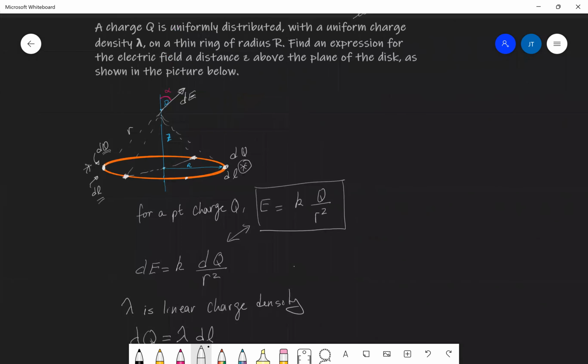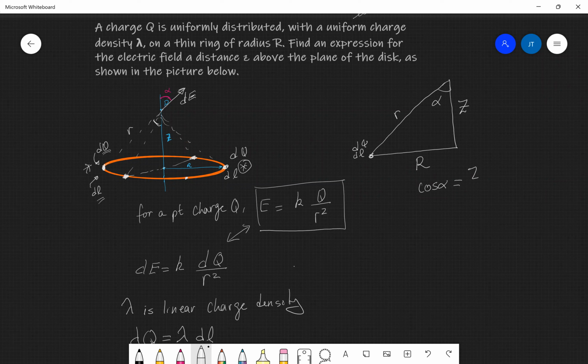Let me draw a triangle right here. Again, if this is alpha right here, then this is alpha right here. But let's draw a triangle so we can see it better. Here's alpha, here's z, here's r, and capital R, the radius of the disk, is the other side. And here at this point is my dq with a little length dl. So from the trig, cosine alpha is just z over r.